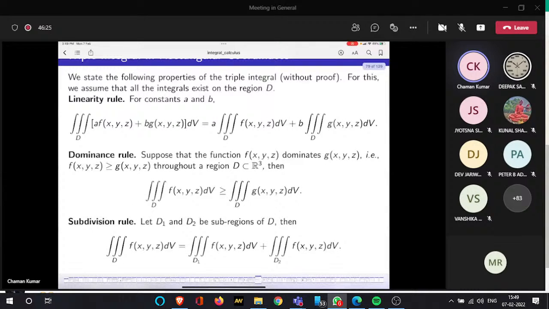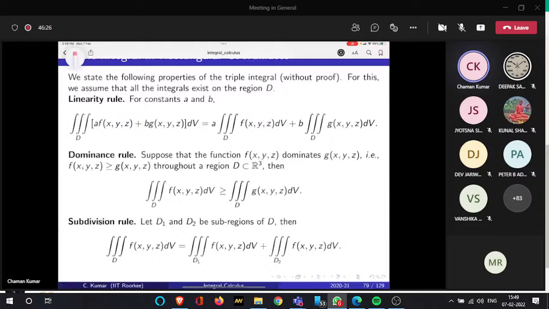Just like the double integral and the single integral, we have this linearity rule, which says that the triple integral of the linear combination of the functions f and g is the same as the linear combination of the triple integrals of these functions.